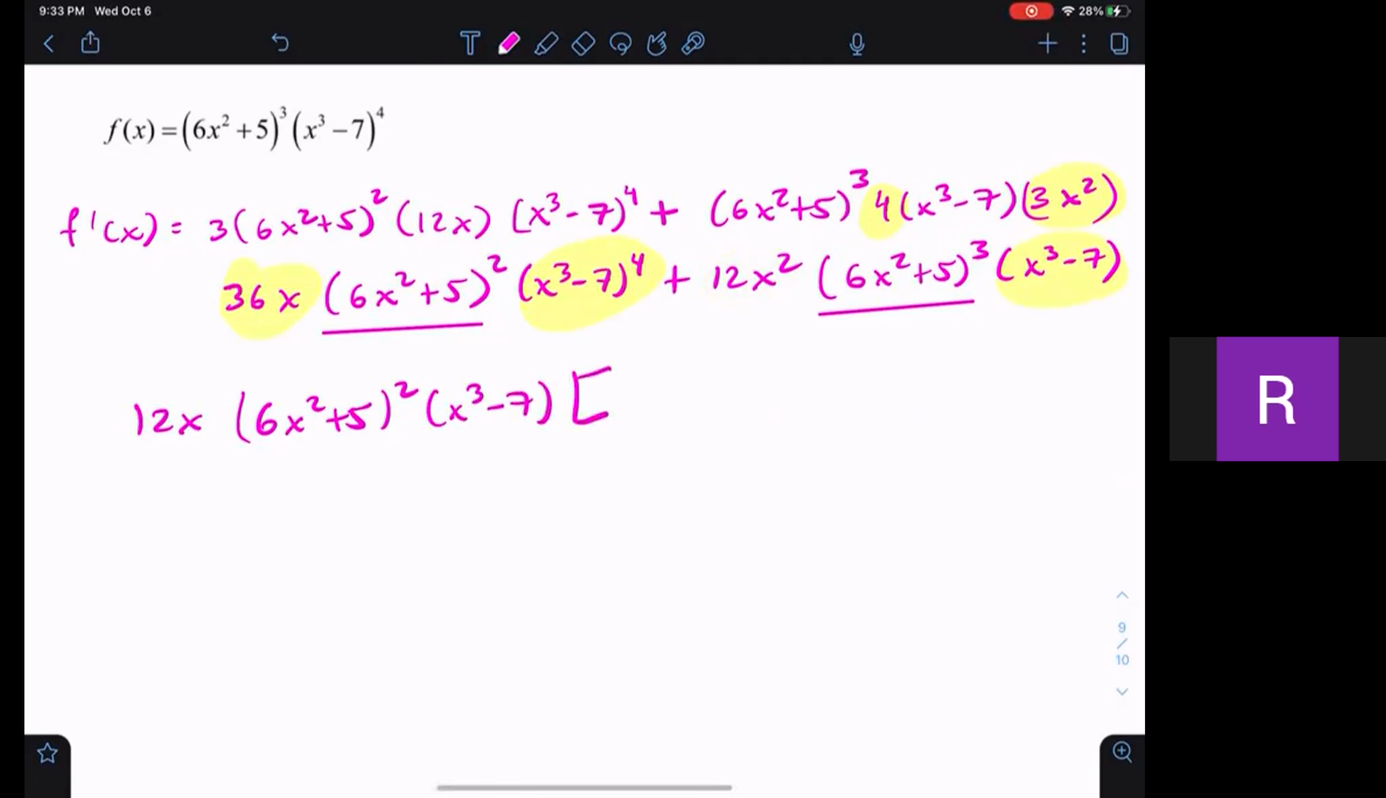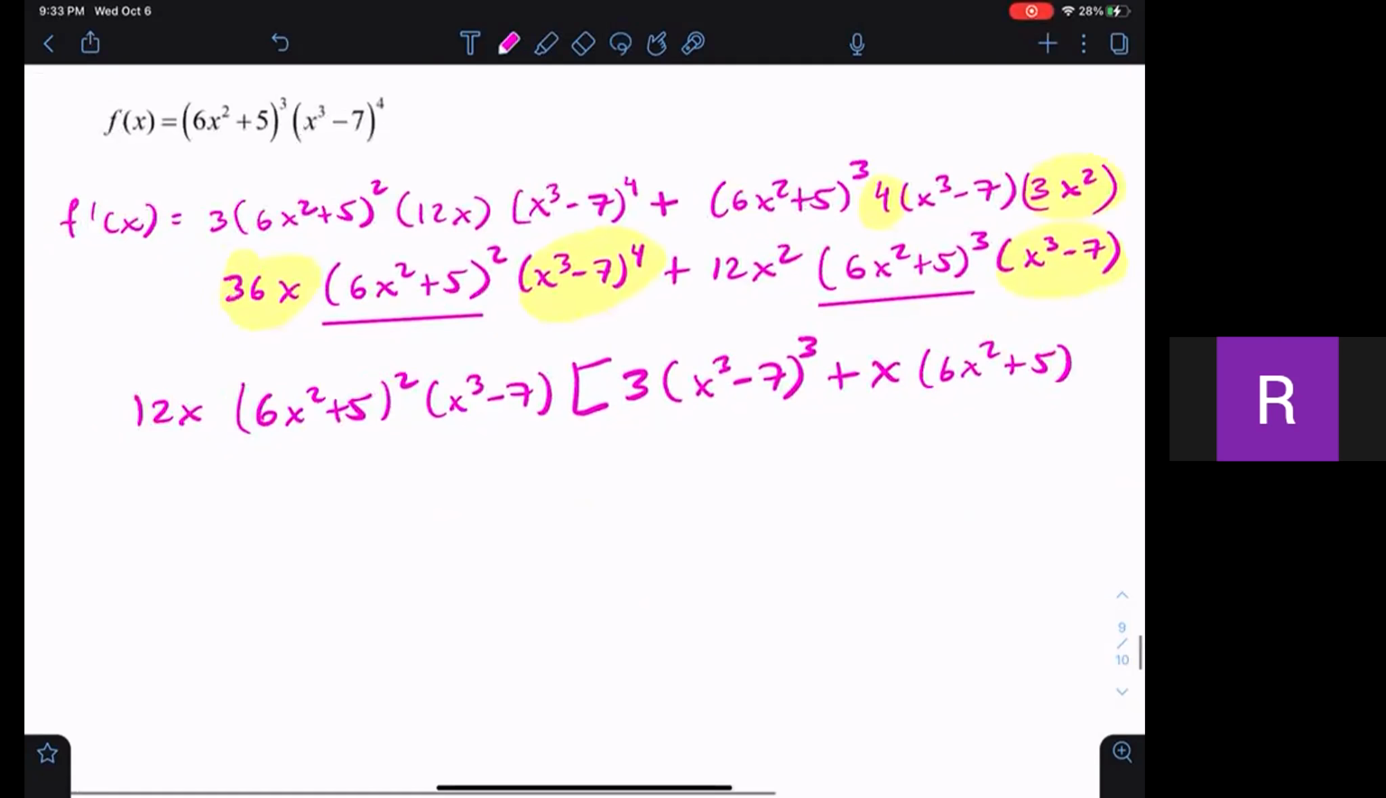So that turns out to be what? 3. And x cubed minus 7 to the third. And then plus x, right? And then we get 6x squared plus 5 to the first power. And that's it, right? So now we can do 12x, everything stays the same, right?